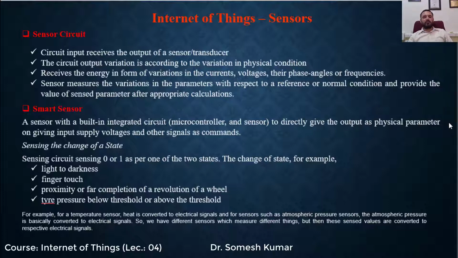So basically, I am giving one example of a pressure sensor. If the pressure changes, then your physical parameter, the pressure, varies, and this physical parameter is converted to an electrical parameter, or our resistance changes as per the changes of the pressure. And this resistance measures the amount of change in the pressure. So your sensed values are converted to the respective electrical signals.